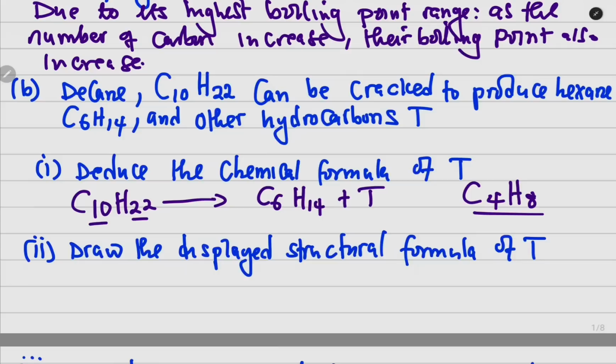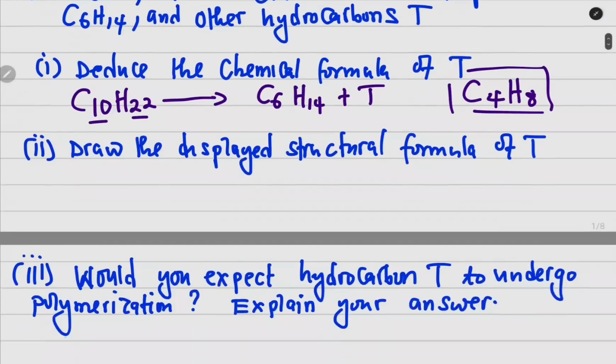So deducing the chemical formula of T, we just look at what are the carbons that remain if we subtract 6 carbon here, which is 4. If we subtract 14 here, 8 remains. To deduce is just to come up with it, okay? I think we can look at it in that way. So this is the answer.